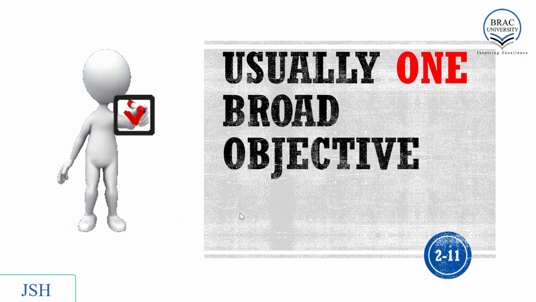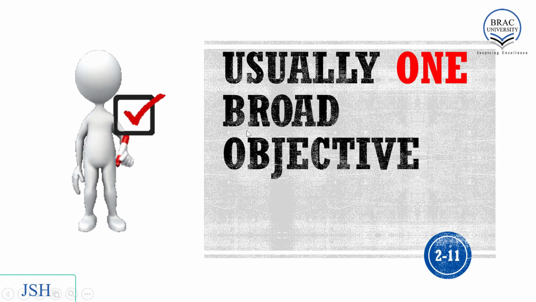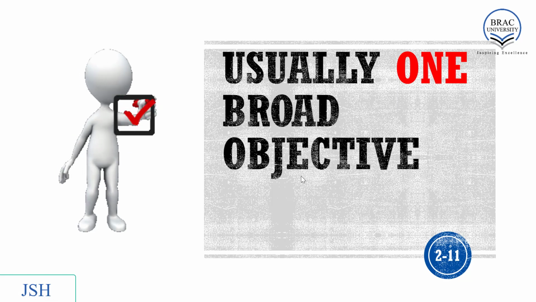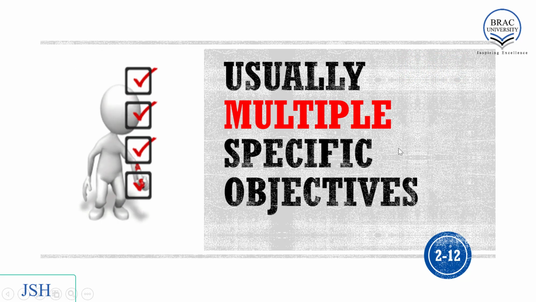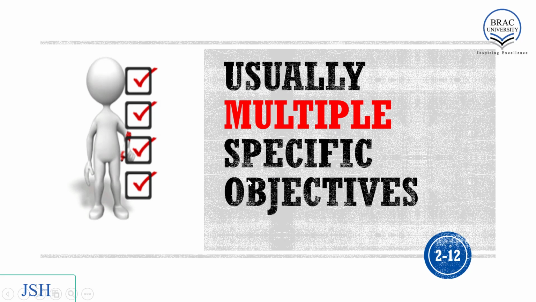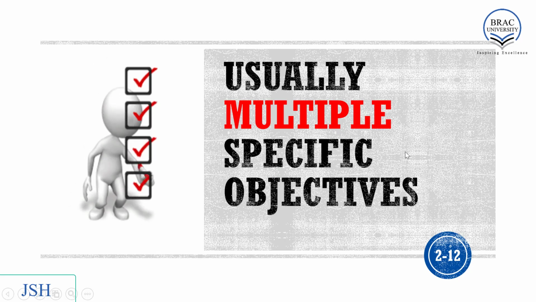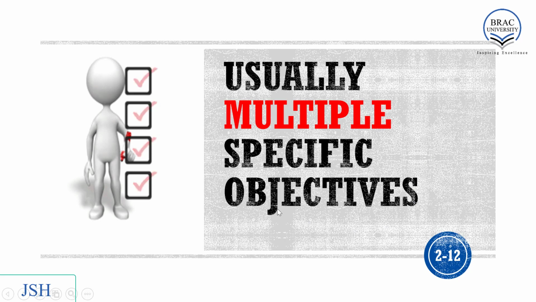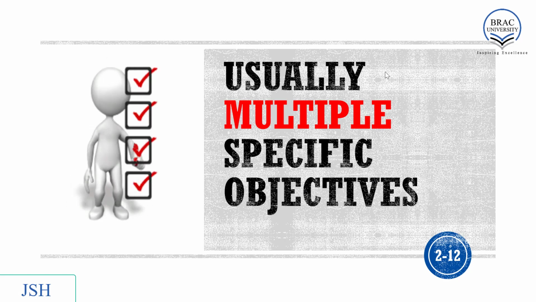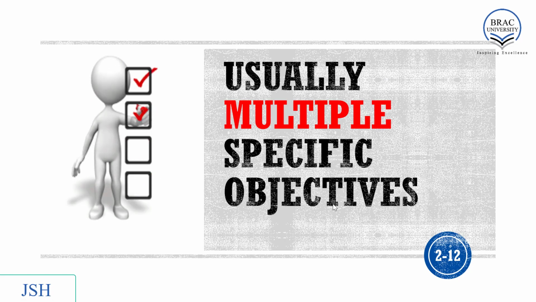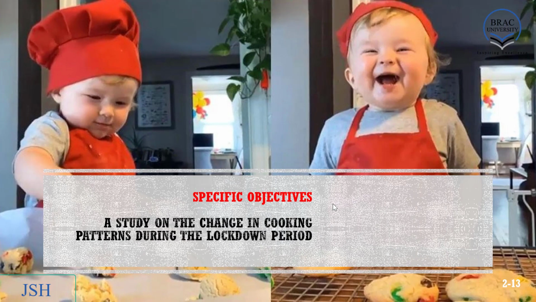Now moving on, as I said in the earlier video, there is usually one single broad objective for any research topic. However, when it comes to specific objectives, there are multiple ones. As you have seen in the example, there were three specific objectives, right? Generally speaking, specific objectives should be more than one. It can be 2, 3, 4, 5, or even 6. However, in most cases, you will see that every report has more or less 3 to 4 specific objectives. All right, now let's move on to the formal examples.